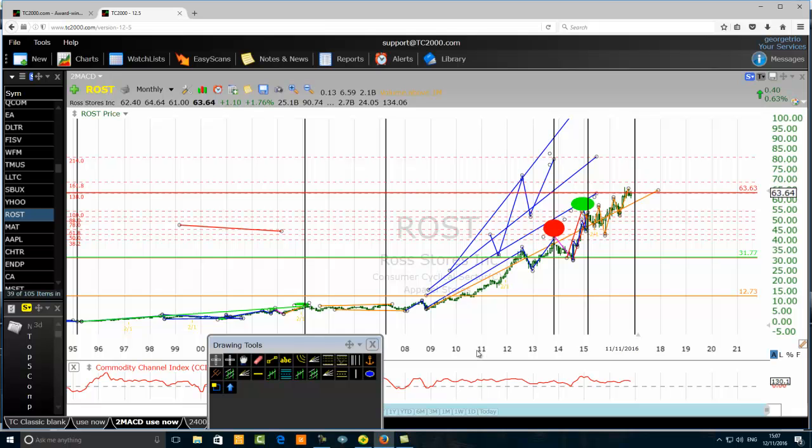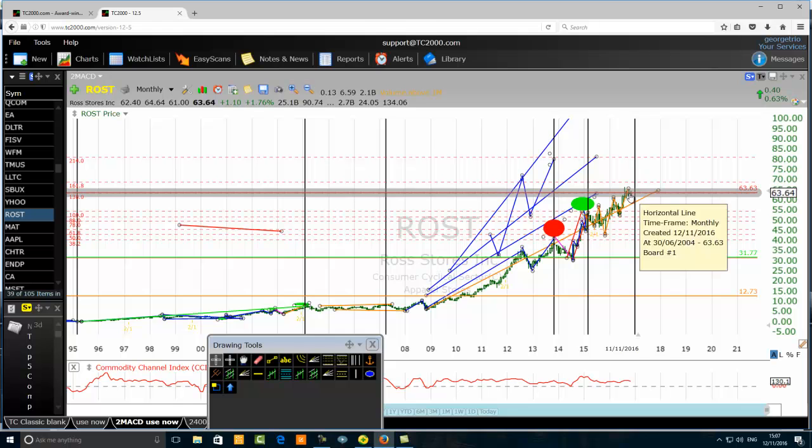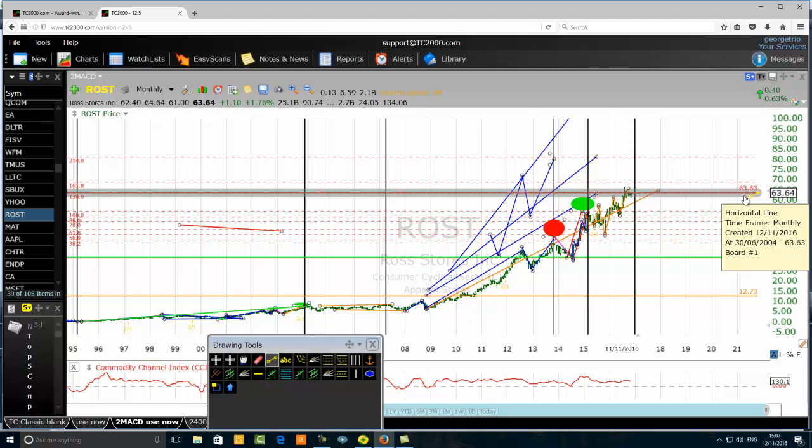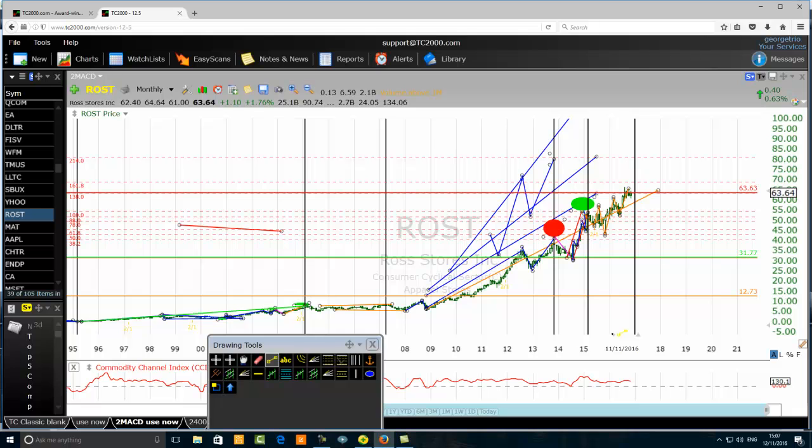It's now clear to us that a flat correction is in place, and the last part of the flat correction, the C part. In this case we are talking about an expanded flat correction because it went above the high of the fifth wave. Will it come down in 1, 2, 3, 4, 5, or will it continue to go up above the level of 63.63? How can one forecast the end of the C part of the flat correction?